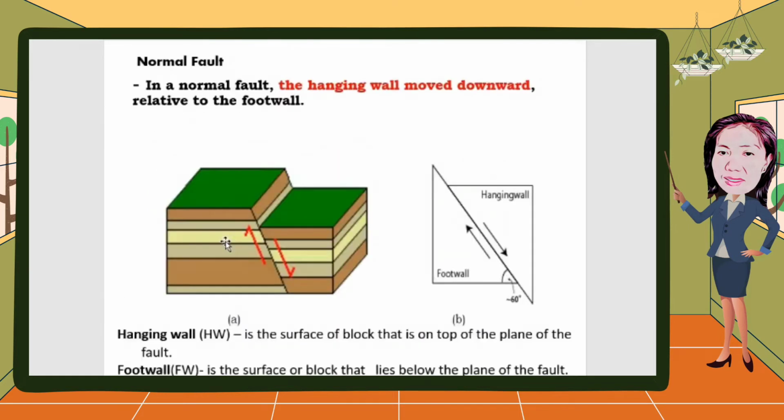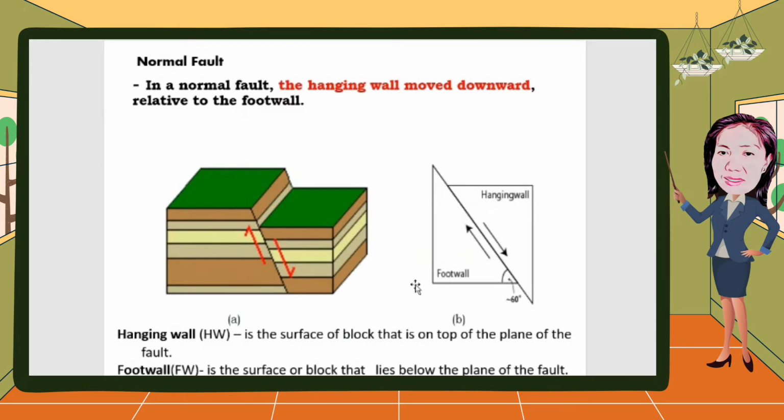So this is what happens now. Okay? So this hanging wall will now move downward or slide downward. If the hanging wall moves downward, as in this picture, that fault is what we call a normal fault. So in a normal fault, the hanging wall moves downward relative to the foot wall. This is the foot wall and this is the hanging wall. A hanging wall is a surface of block or plate that is on the top of the plane of the fault. And the foot wall is the surface or block that lies below the plane of the fault.